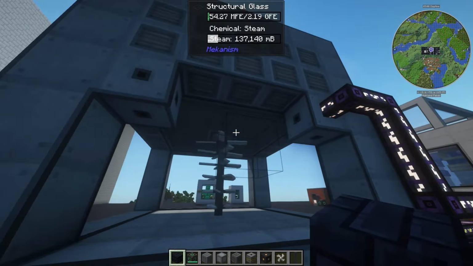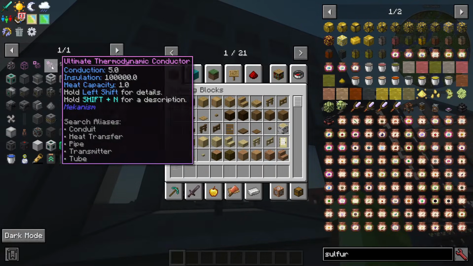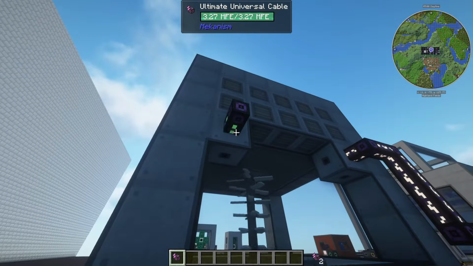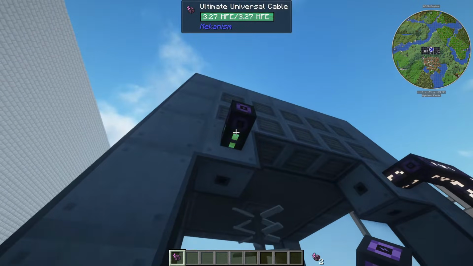So this is actually what produces power. So if we were to take some of our universal cables here and place it onto this one, as you can see, it charges the universal cable.